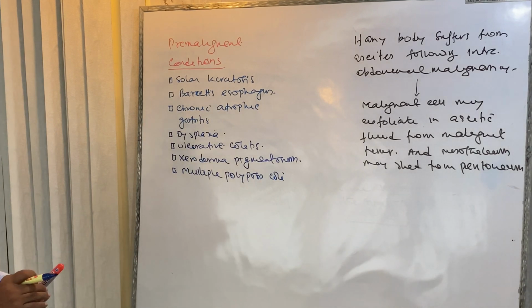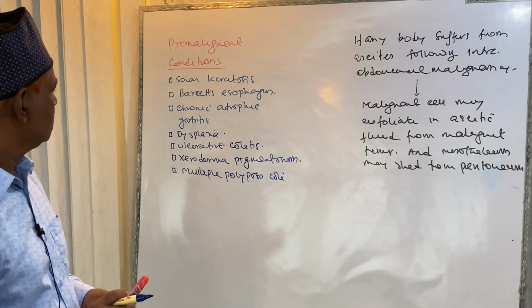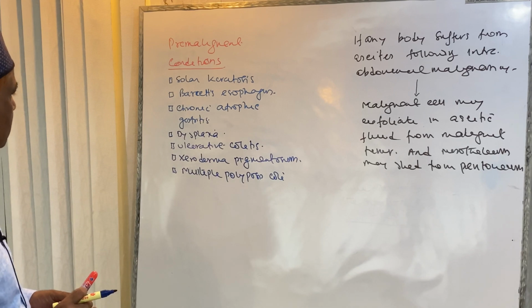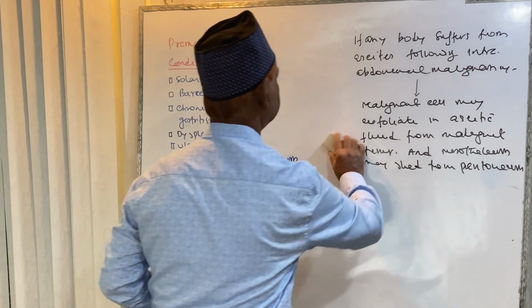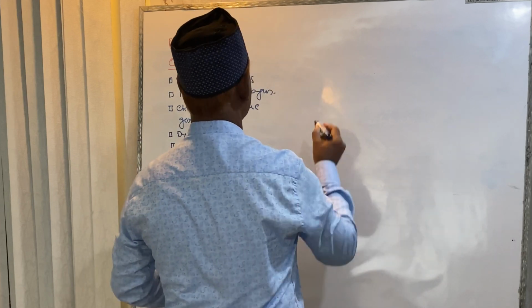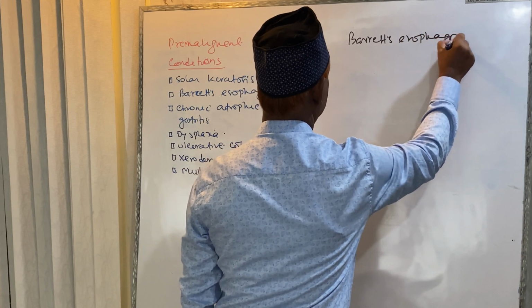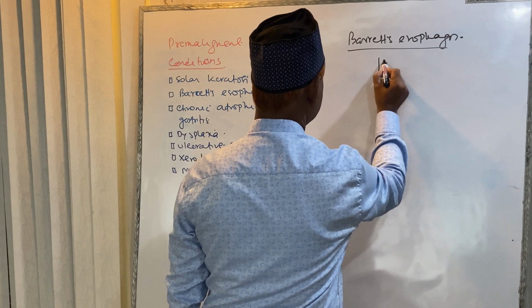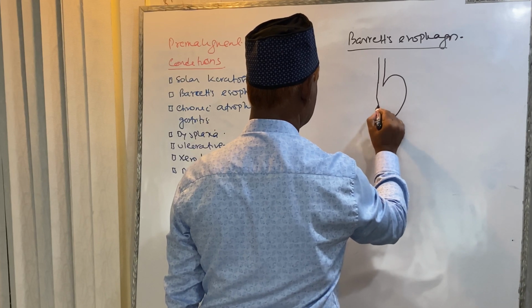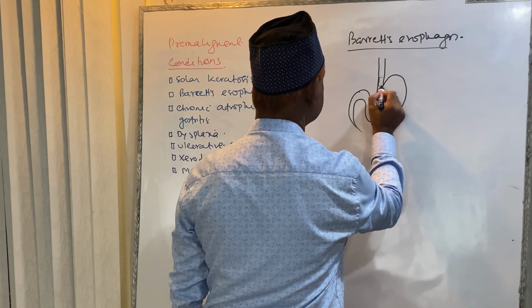Solar keratosis occurs in the skin, Barrett's esophagus occurs in the lower end of the esophagus, chronic atrophic gastritis, dysplasia, ulcerative colitis, Xeroderma pigmentosum, multiple polyposis coli. First come to Barrett's esophagus. Dear audience, if this is the esophagus and this is the stomach, and this is the lower end of esophagus.